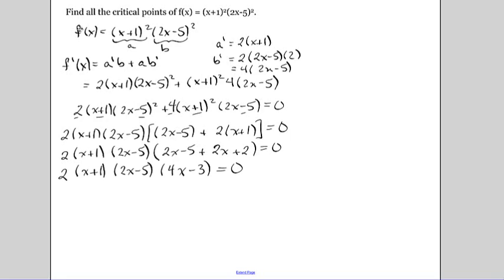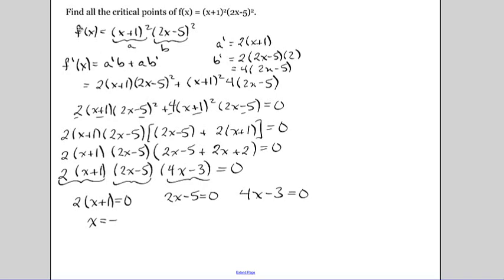Now we have a product of 3 factors that equal 0. So at least one of them must equal 0. That is 2 times (x plus 1) equals 0, or 2x minus 5 equals 0, or 4x minus 3 equals 0. In the first case, we get x equals negative 1. In the second case, we get x equals 5 halves. And in the third case, we get x equals 3 quarters.